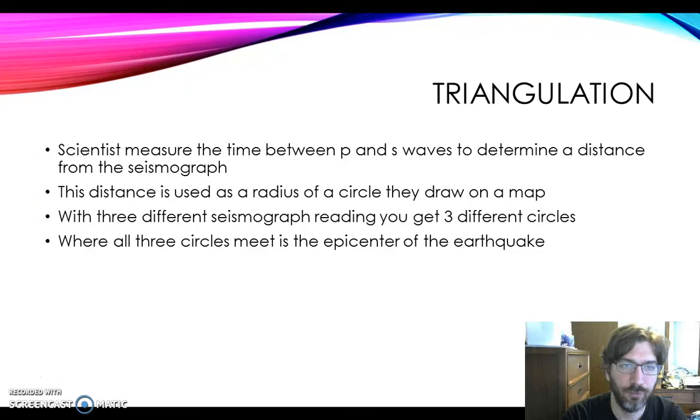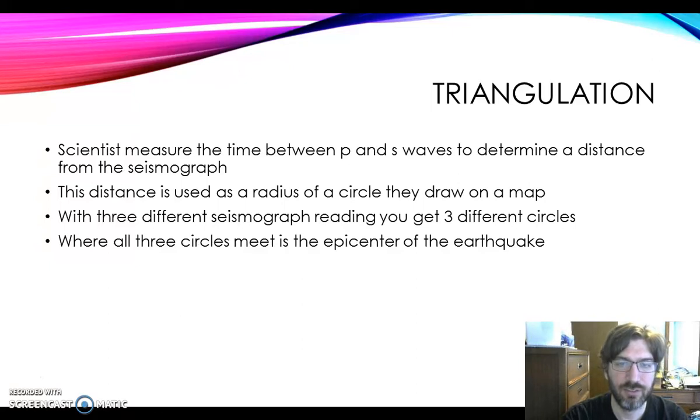So we can detect the difference between them, and we measure the time it takes for us to pick up our first S waves after we have noticed a P wave. Once we get that time, we can actually get a distance. So I can use this distance and say, hey, the earthquake happened so many miles from my seismograph.